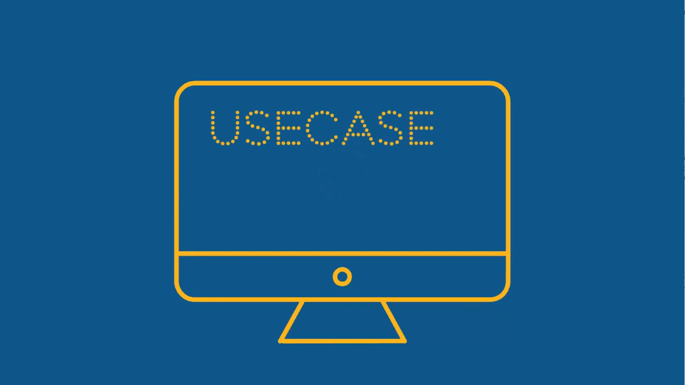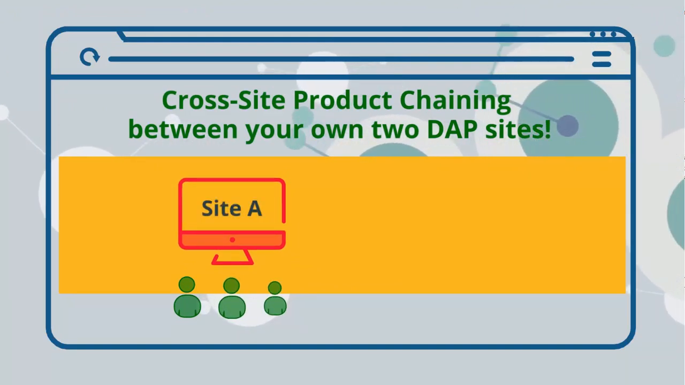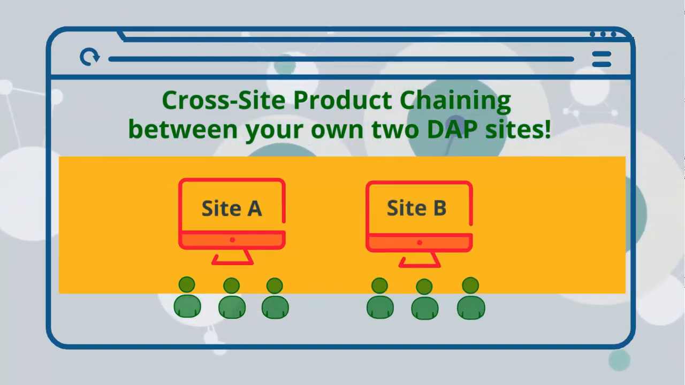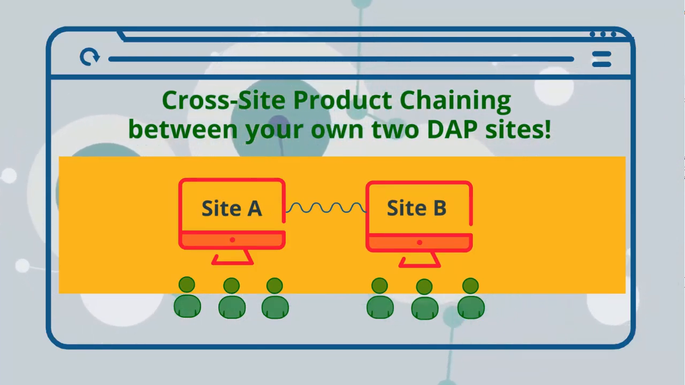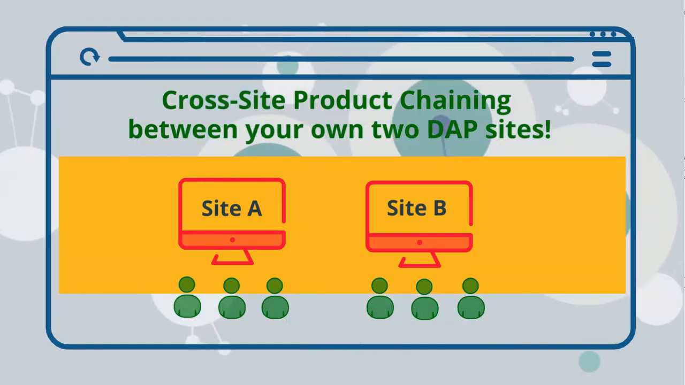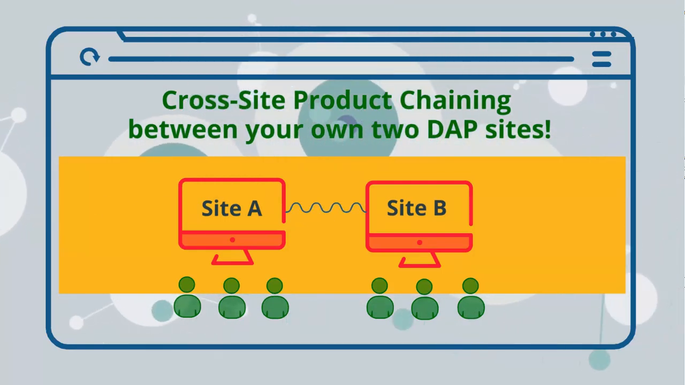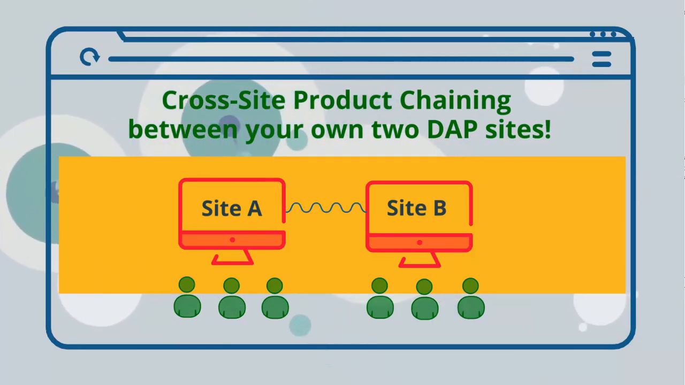Now let's take a look at some of the use cases. Number 1, bonus product delivery from a different site. So let's say you have two different DAP websites, and if someone buys product on site A, you want to give them access to a product on site B. Say that you want to give them access to a few bonuses and you want to deliver your bonus products from a different site. This is really simple to set up using DAP to DAP, and I'll show you how to do this in a little bit.